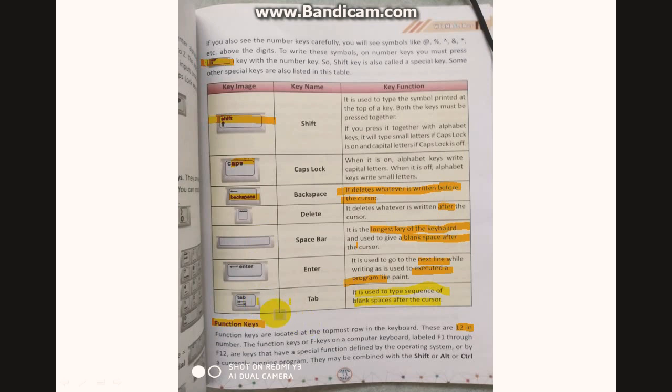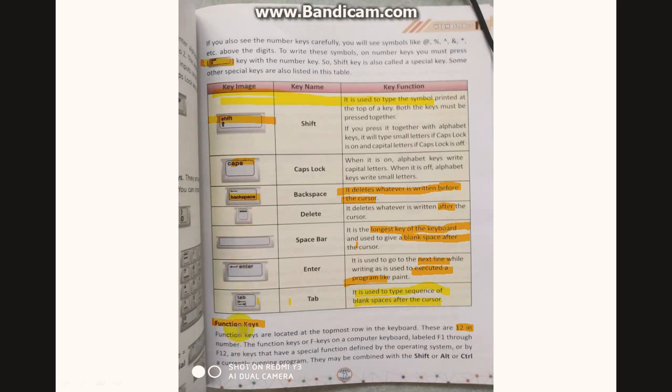Okay, so I hope you have understood all the special keys. So you just read the special keys and their functions given in this book, in the table, page number 73. This is a very important table: key function, key name, and their symbols also. These symbols you should practice drawing also.